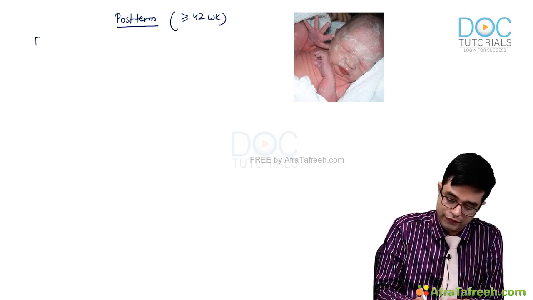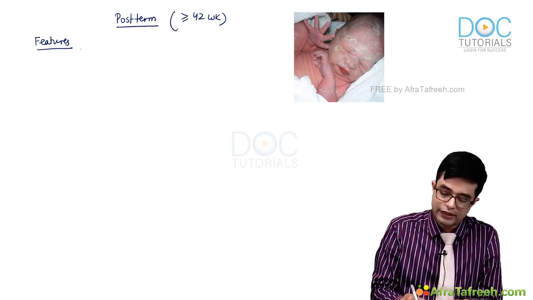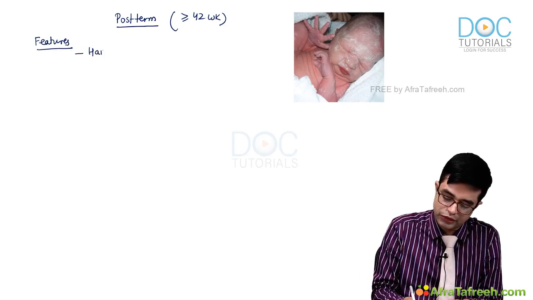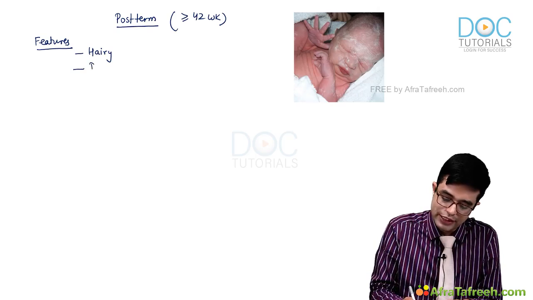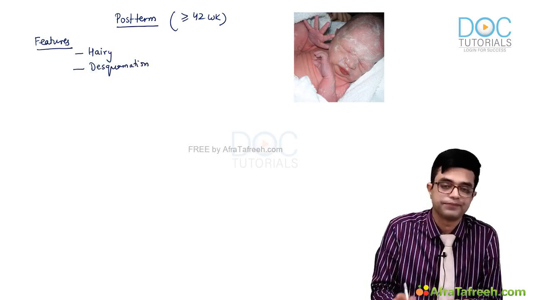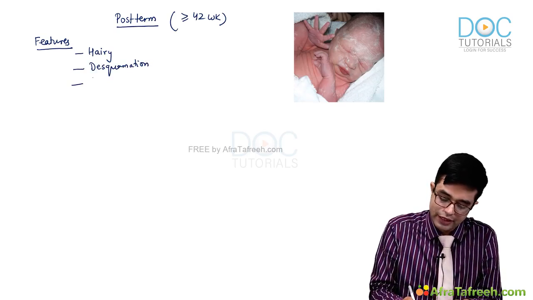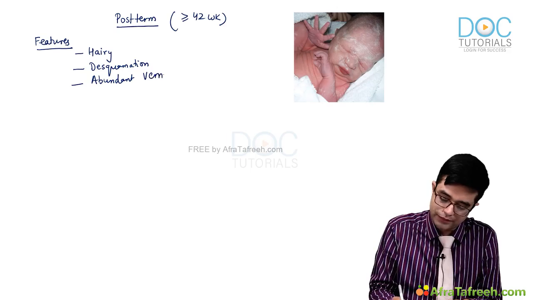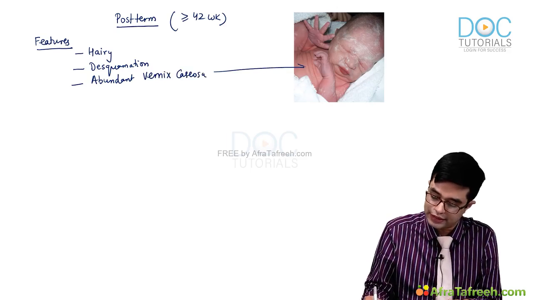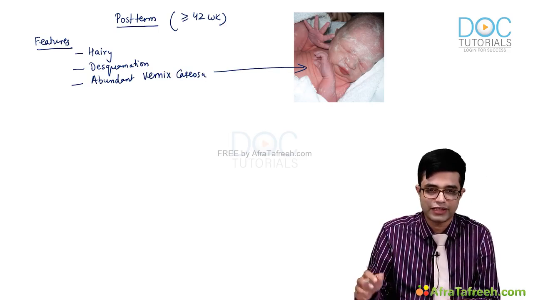What are the features you will find? How will you identify them? Firstly, they are found to be hairy, so they have a lot of body hair. Secondly, they may show some desquamation of the skin, so peeling of the skin can normally occur. Thirdly, they have abundant vernix caseosa, the cheesy material which I told you about, as you can see in this child. Can you see this vernix caseosa which is sticking to the body?